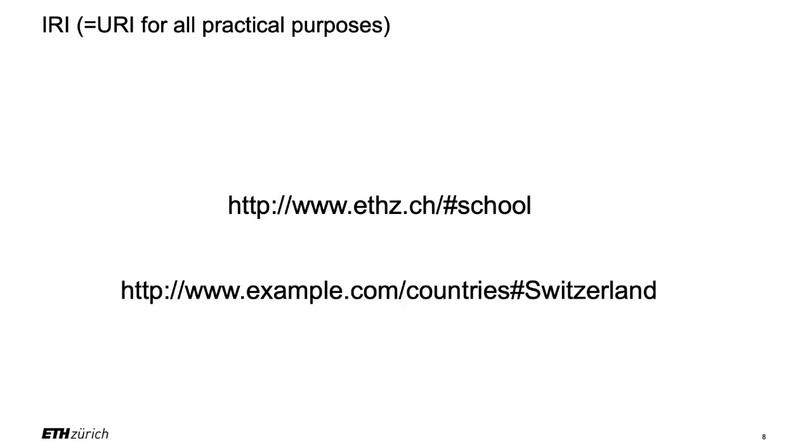So we have here the first URI could be seen as some identifier for ETH. And the second one, I used an example.com domain. By the way, this is what it's for, example.com. It's actually reserved for using for examples in teaching. So example.com/countries#Switzerland would be a URI for Switzerland, right?